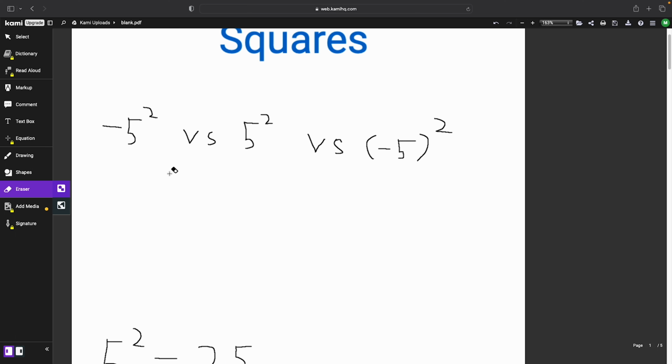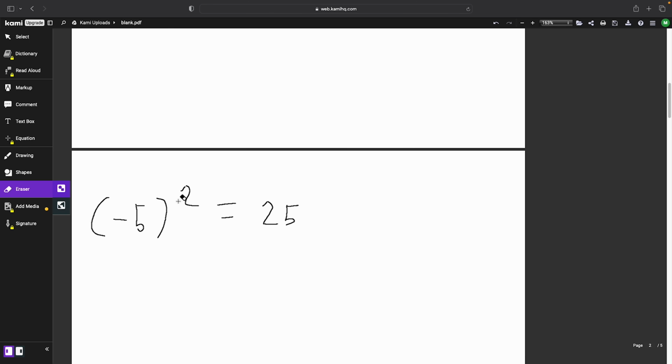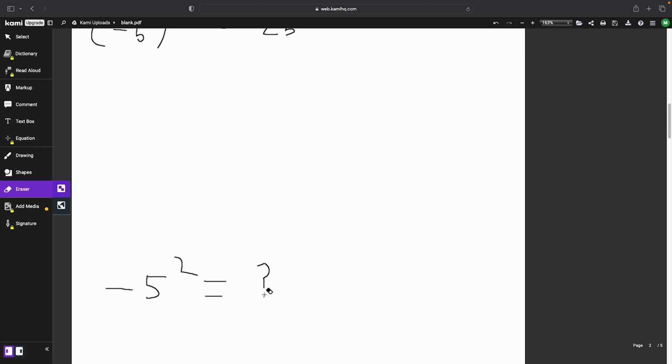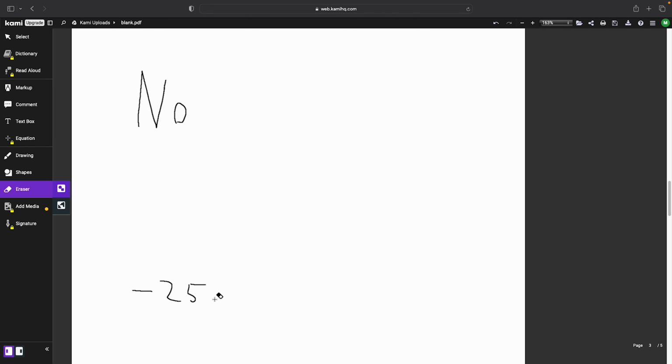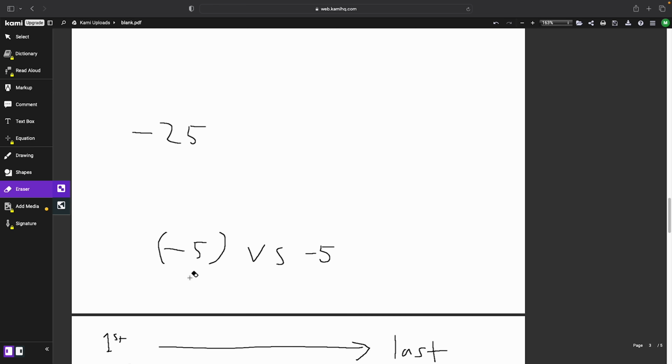Well, basically, first off, 5 squared is 25. And a negative number times itself is positive, so (negative 5) squared is 25. And you can see this one's in parentheses, so you might be wondering, well, what could this be? Well, it's probably also 25, right? No, actually, because it is negative 25.